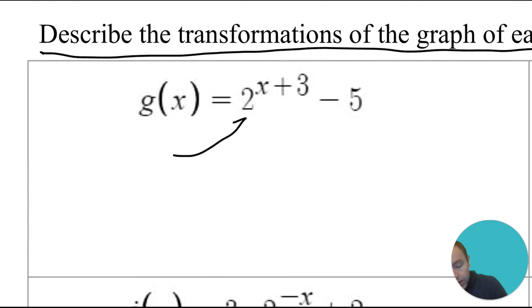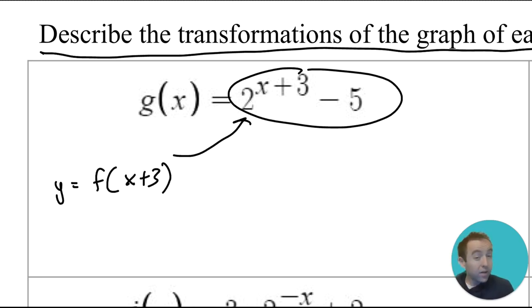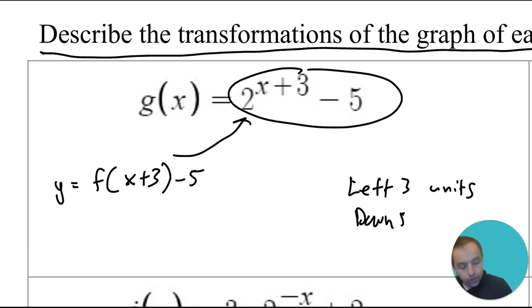So this right here, 2 to the x plus 3 minus 5, is really like y equals f of x, but then we plugged in x plus 3 instead of x, and then we're subtracting 5. And so because that plus 3 is plugged in with the x, it should be shifting the graph to the left 3 units. And then subtracting 5 is going to shift the graph down 5 units.